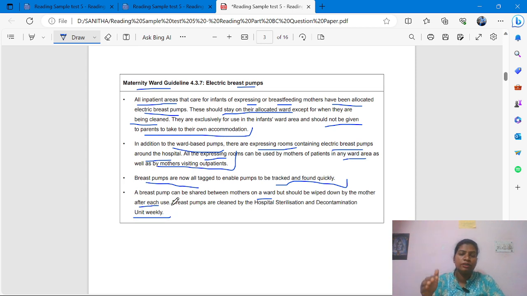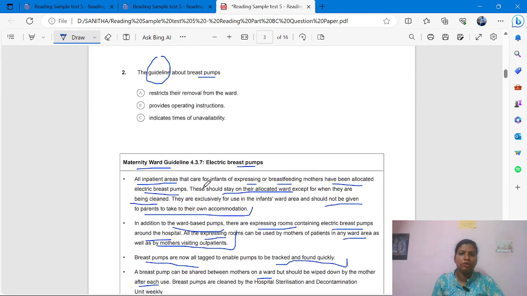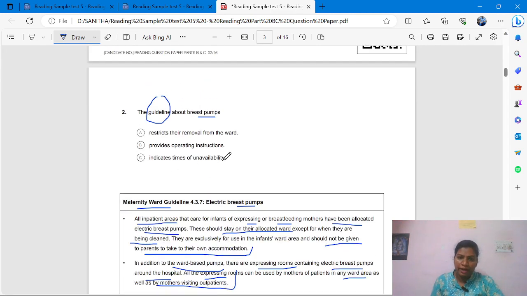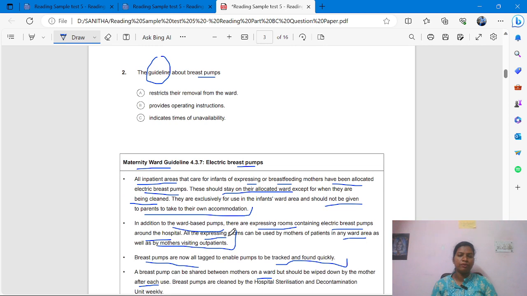This is the paragraph. It is saying about the electric breast pump guidelines. Then you have to come to the options. You have to read the option: restricts their removal from the ward. Is it saying anything about restricts their removal from the ward?